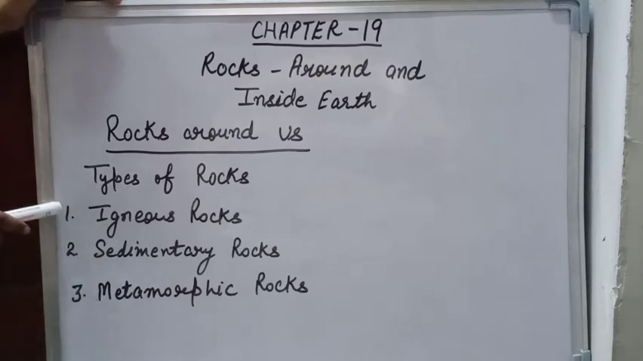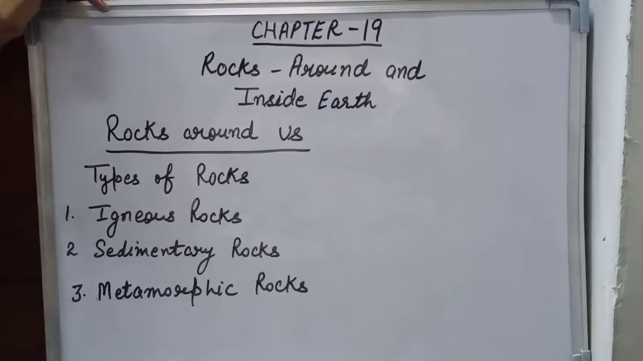First is igneous rocks. The word igneous comes from the Latin word ignis, meaning fire. During a volcanic eruption, the red molten magma comes out of the surface of the earth.